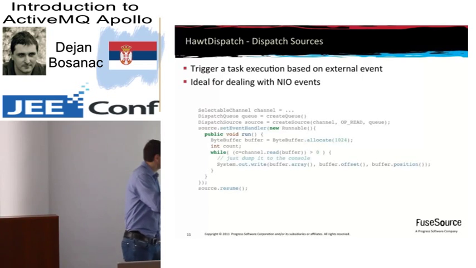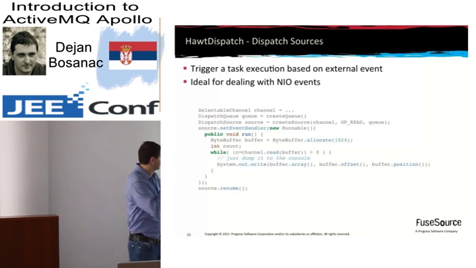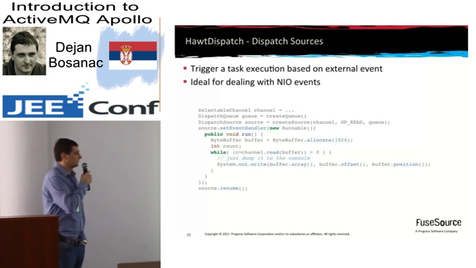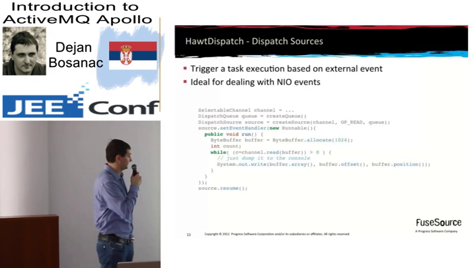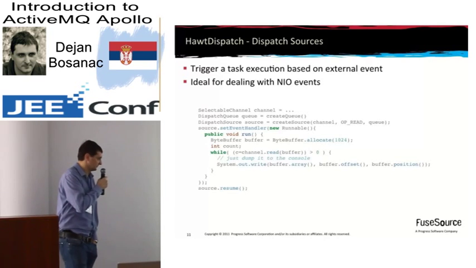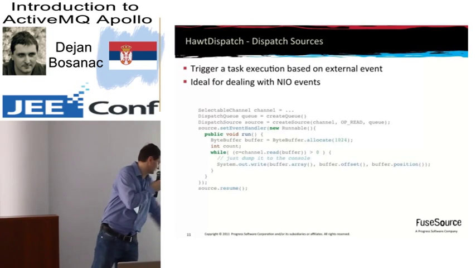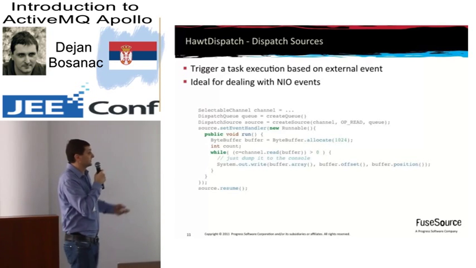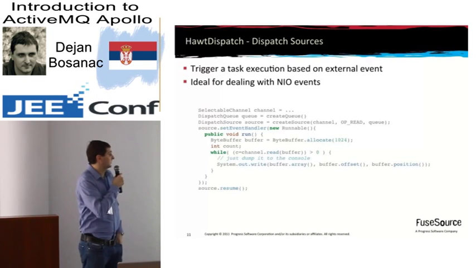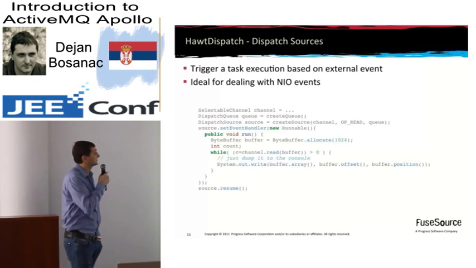Then create a dispatch source, which is a new concept, which gets the reference for the channel, the queue and the operation we're interested in. So every time an NIO event is ready, we provide an event handler, which will be handling that NIO event. And in this case, we just read the buffer and print it on the standard output. And finally, we just need to start this dispatch source working. And that's basically it. This is all you need for successful handling of NIO events in an application that deploys HawtDispatch.